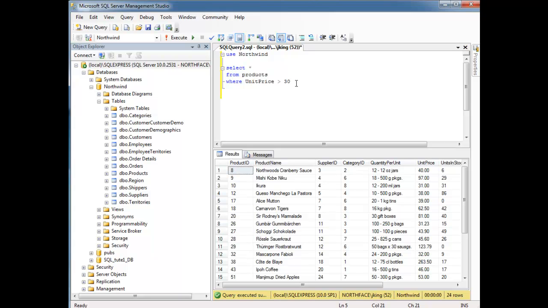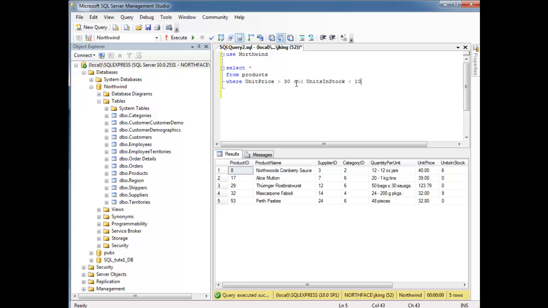We can get a little more complex in here. Let's say unit price is greater than 30, and units in stock less than 10. Run it, and that removed even more rows. Notice that all these products have a unit price greater than 30 and units in stock less than 10. Notice I use the word AND instead of what you're used to in other languages with the double ampersand. SQL, the defined standard, is AND.